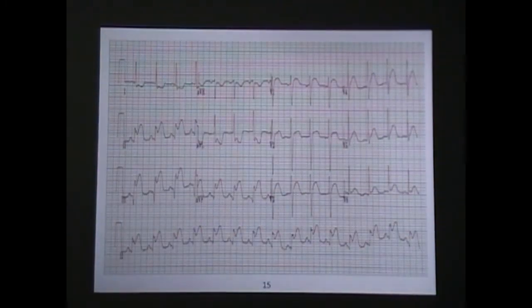What do you see here? What jumps out at you? Elevation in 2, 3, aVF. Okay, so we've got that here, boom. What else? You have lateral reciprocal changes, or at least depression in 1 and aVL. Yeah. 2, 3, 4, 5, I guess some elevation, certainly in V3.